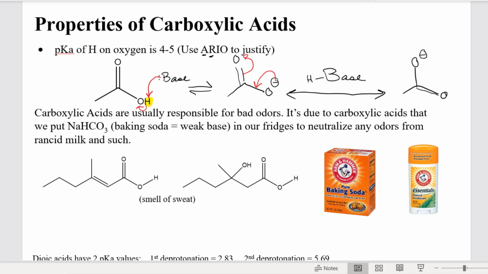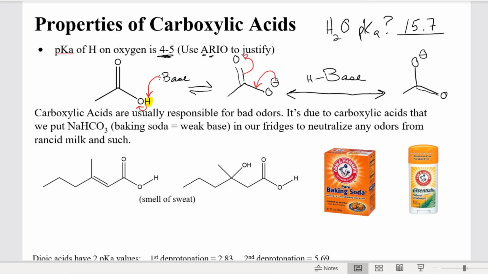So there we are, right? We have a pretty stable negative charge, so it's a pretty decent acid. And as a result, we see that the pKa for carboxylic acids are around 4 to 5. What's the pKa for water? Just to put it into perspective, you guys remember? 15.7.